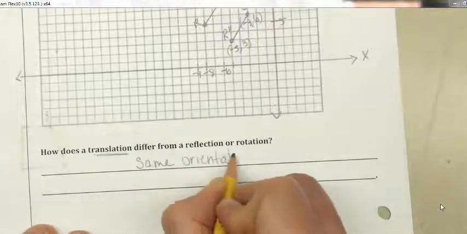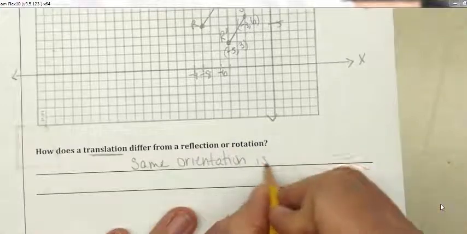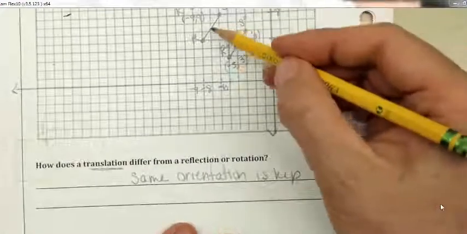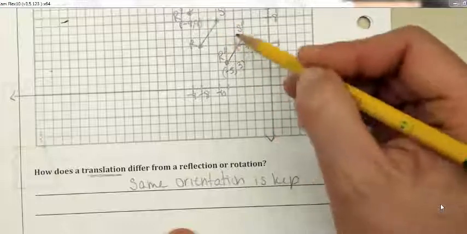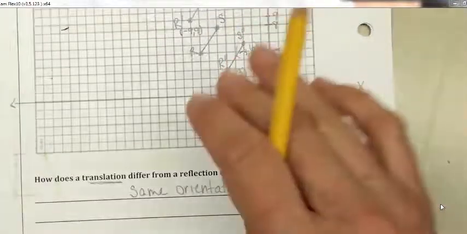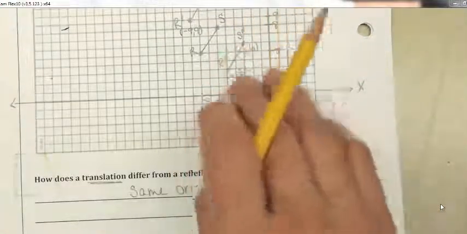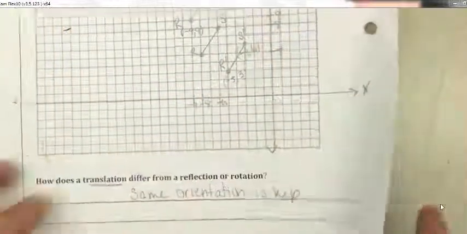Orientation is just the way that it's placed on the paper. This had a positive slope of 3 over 2, and they all did. The orientation did not change at all. They didn't get rotated. They didn't get reflected. That all stayed the same.